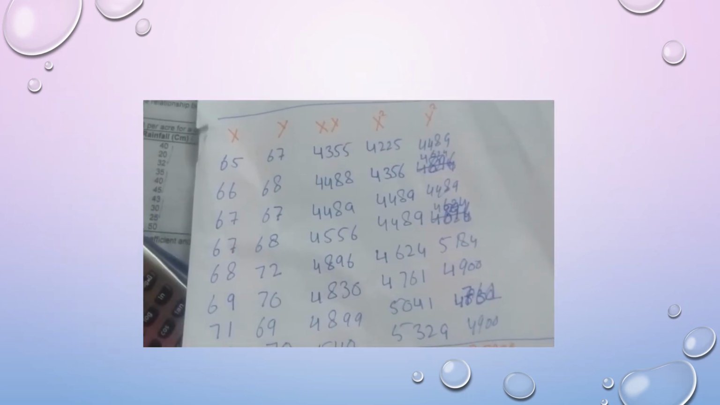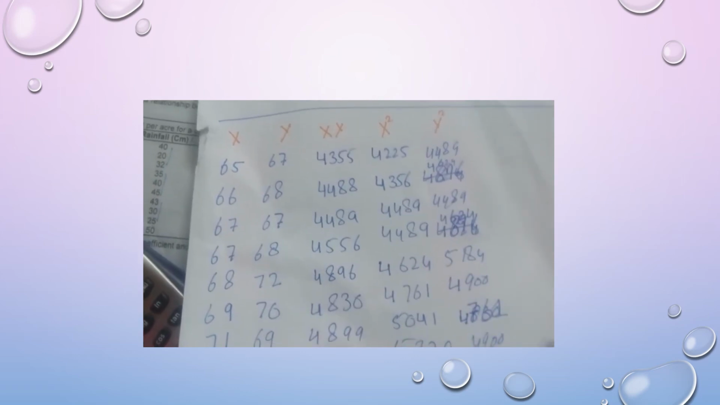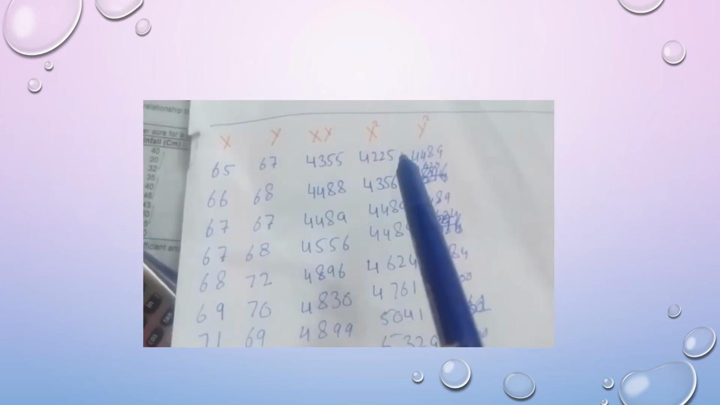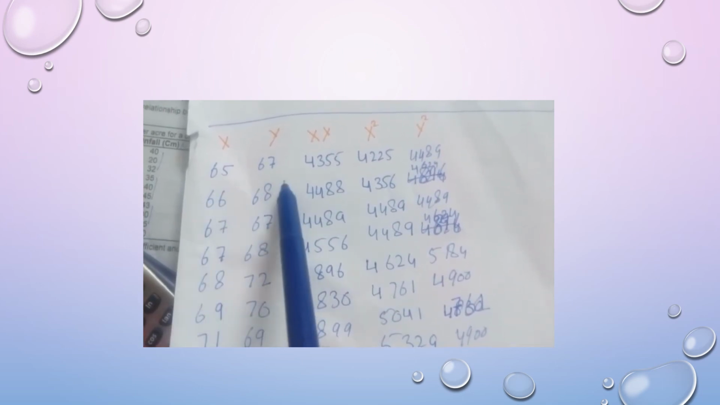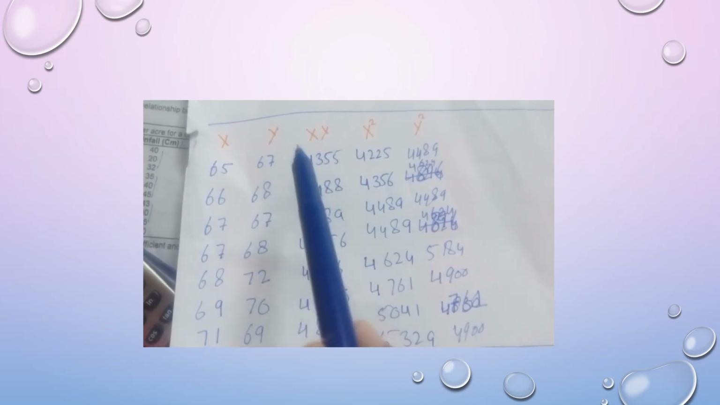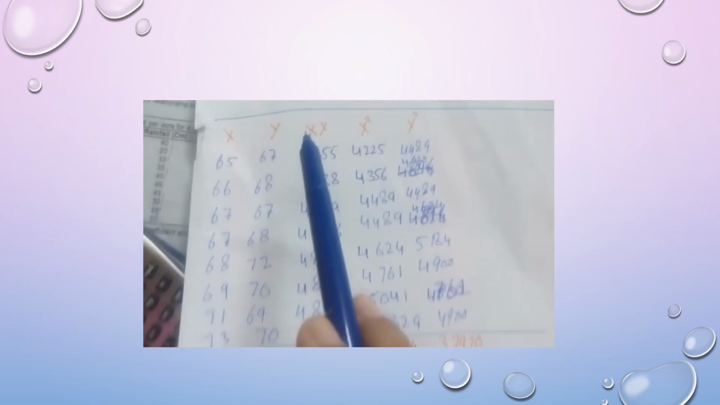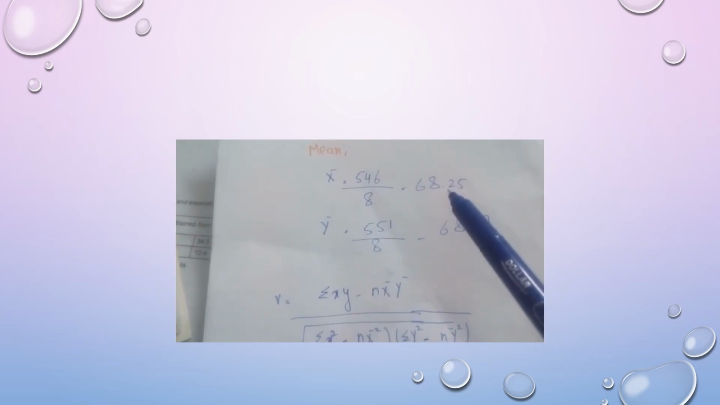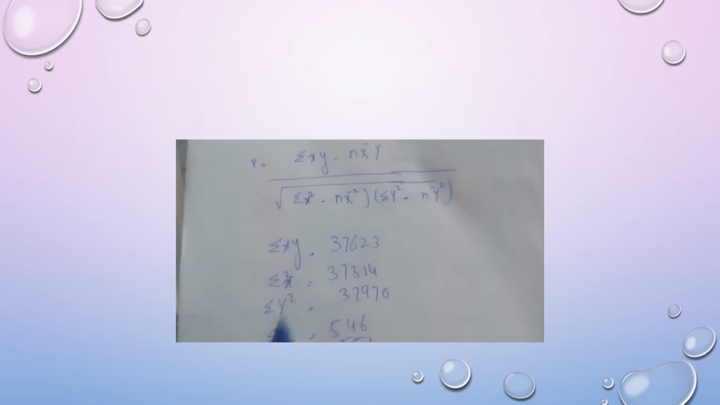This is question number 15. X is the weight of the father and y is the weight of the son, and simply xy, x square, y square. We take the square of 65, we take the square of 67, simply we multiply 65 with 67. This is the mean of x and this is the mean of y. The mean of x is 68.25, the mean of y is 68.87.